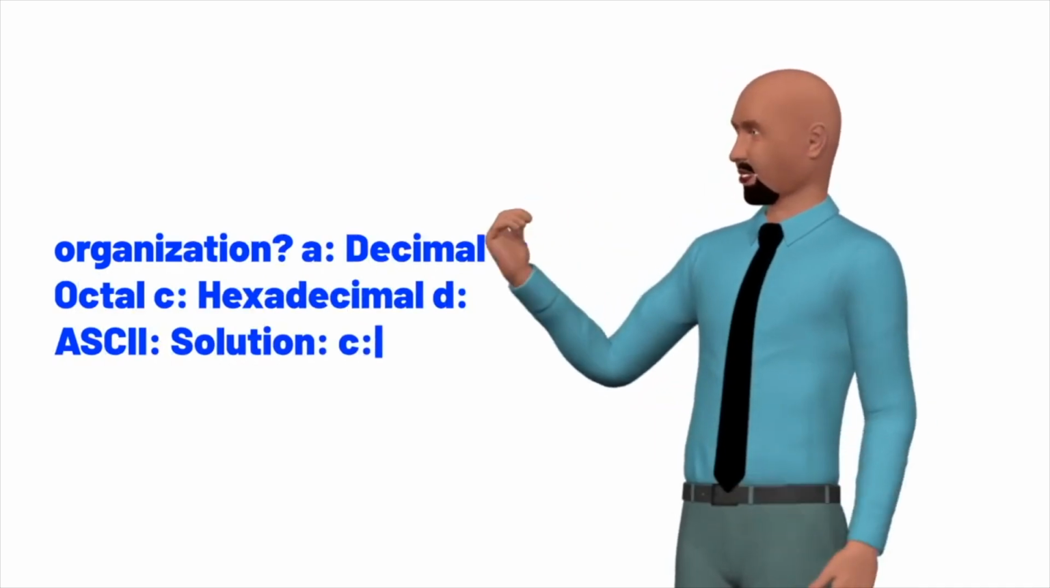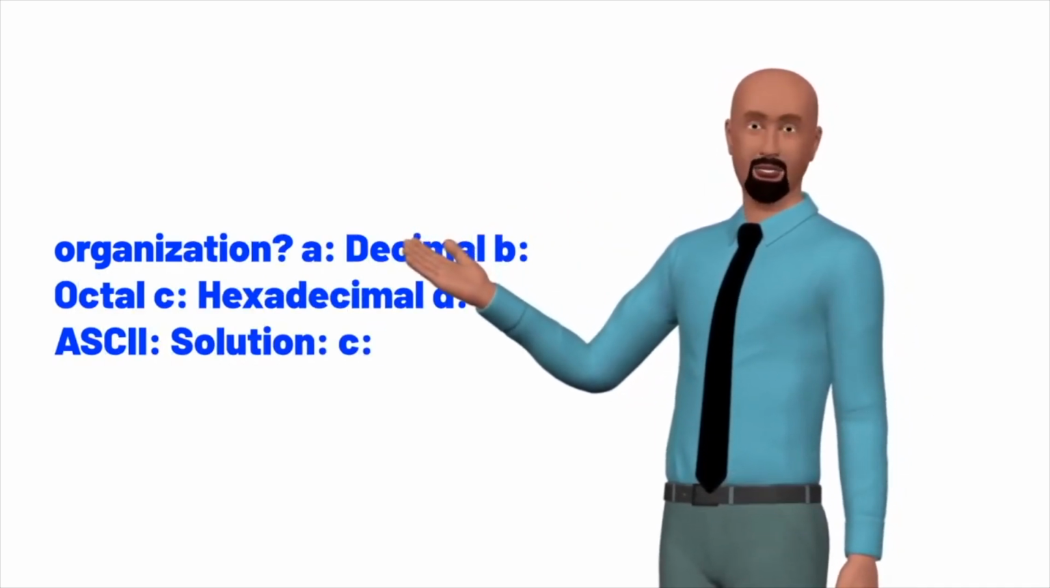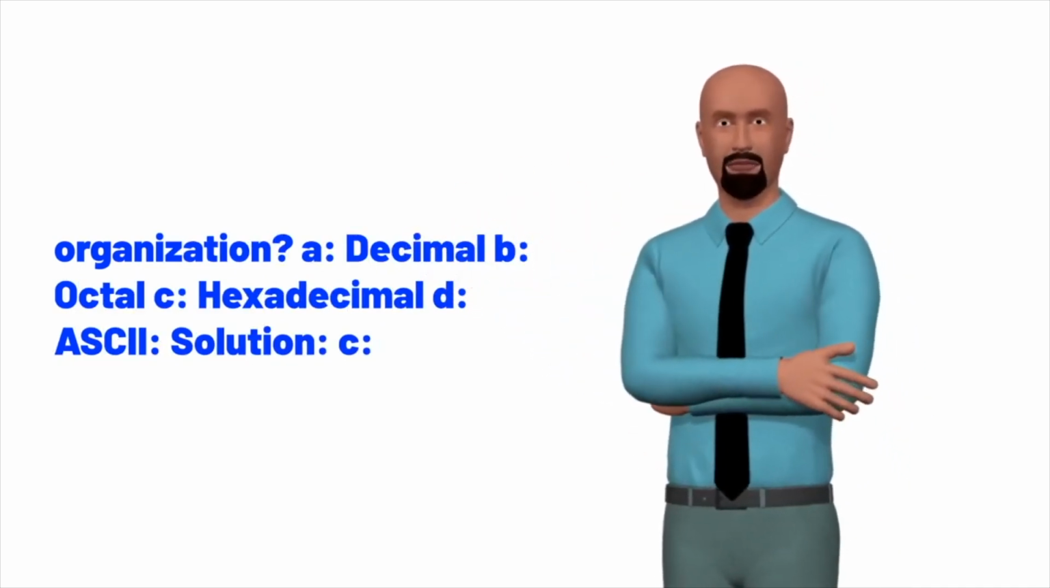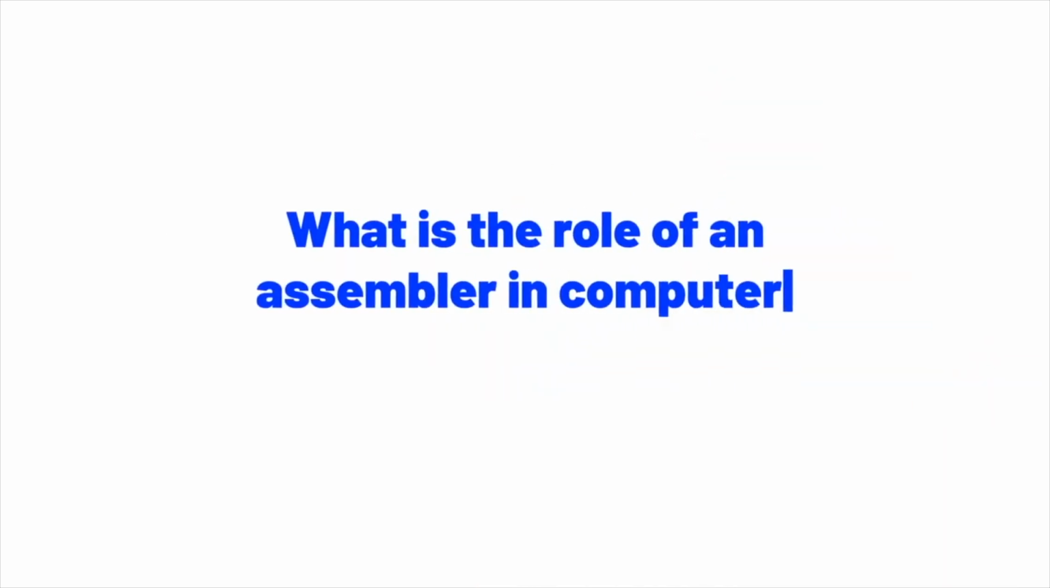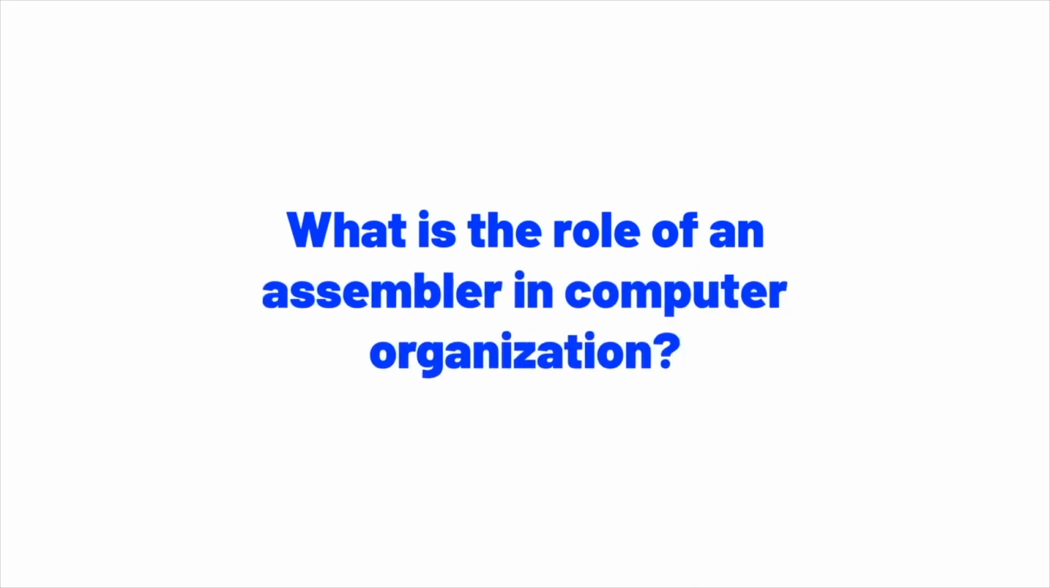What notation is most commonly used for human-readable representation of binary data in computer organization? A. Decimal. B. Octal. C. Hexadecimal. D. ASCII. Solution. C.